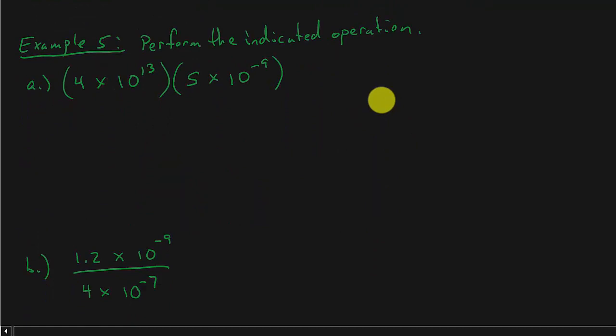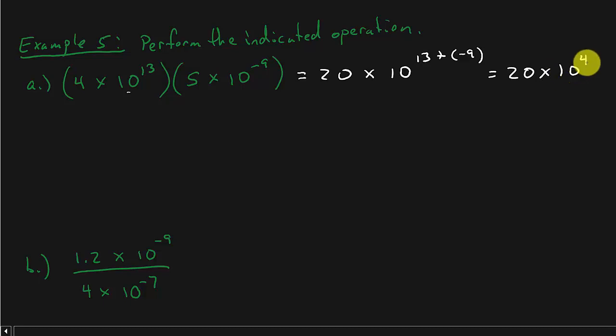Now, let's look at performing operations on scientific notation. I've got two numbers written in scientific notation, and I want to multiply them together. Multiply the numbers, that's 20. And then the 10 to the 13th times 10 to the negative 9, that's going to be times 10 to the 13 plus negative 9, which is 20 times 10 to the 4th.